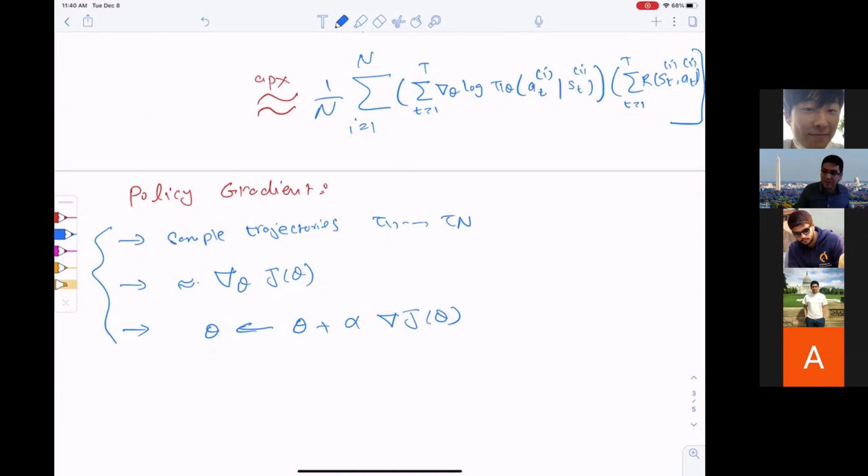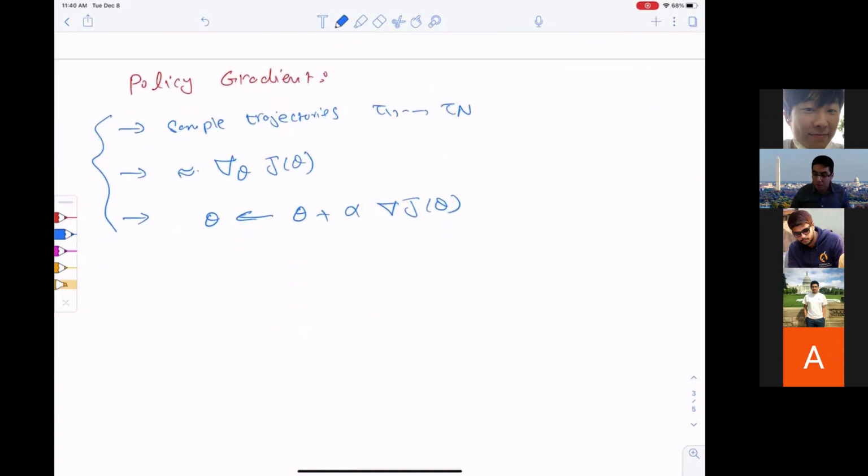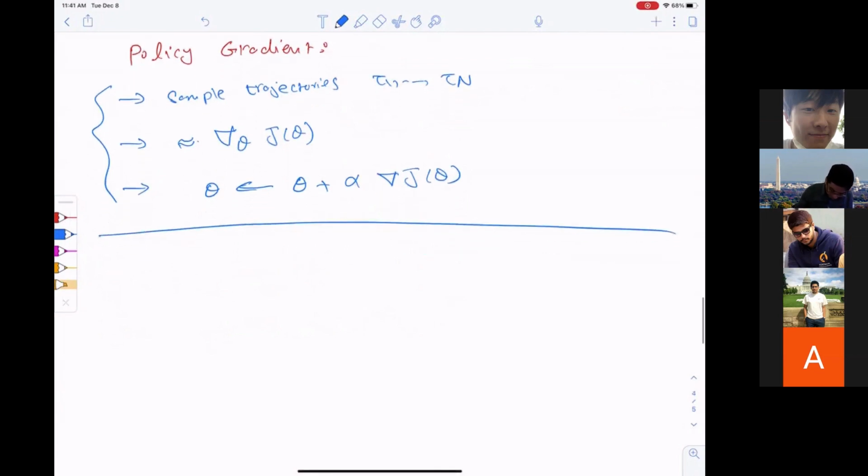Okay, so I think it is important to build some intuition about the policy gradient algorithm, and I'll see if I have some examples for that. So let's start with the intuition.